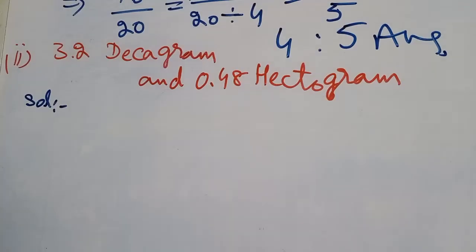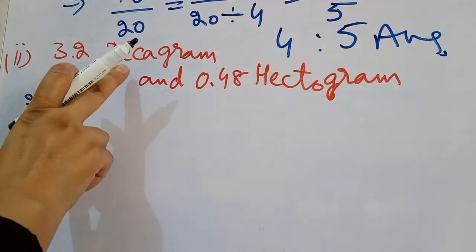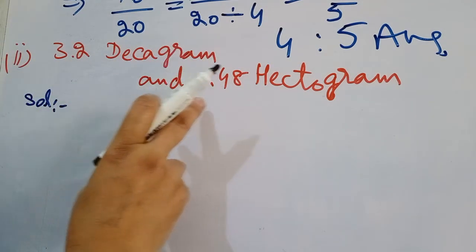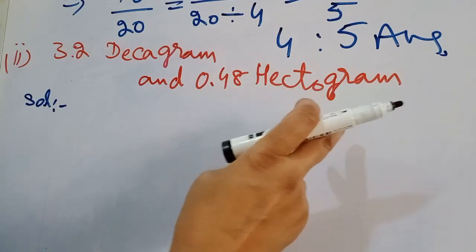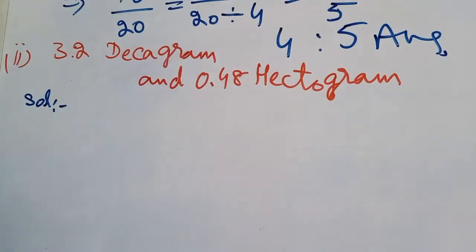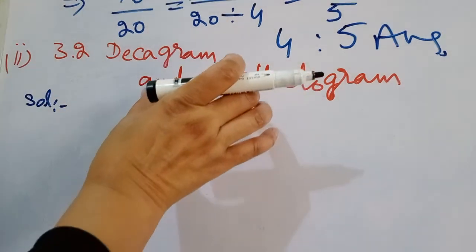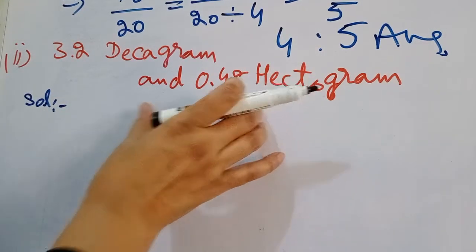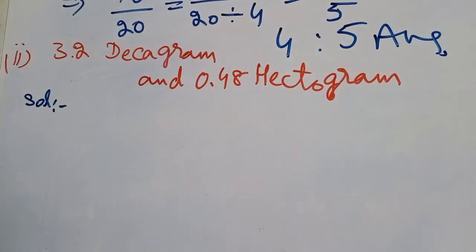Second part of question number 1 is 3.2 decagram and 0.48 hectogram. In these types of questions, we observe the values, and in fact, in ratio, we handle only equal units.